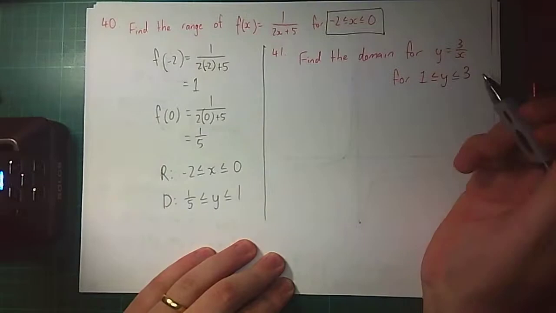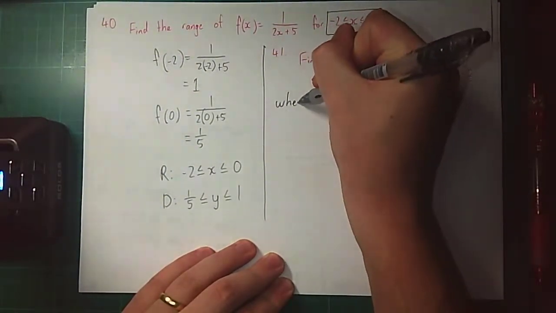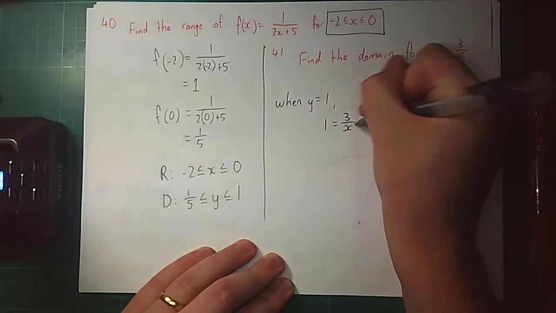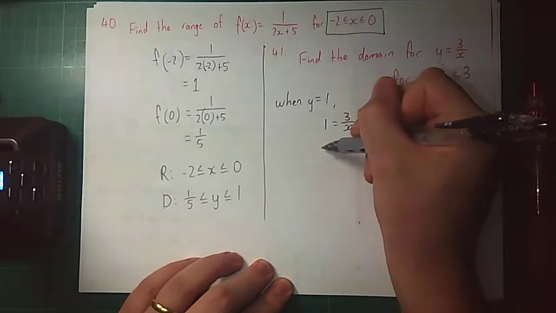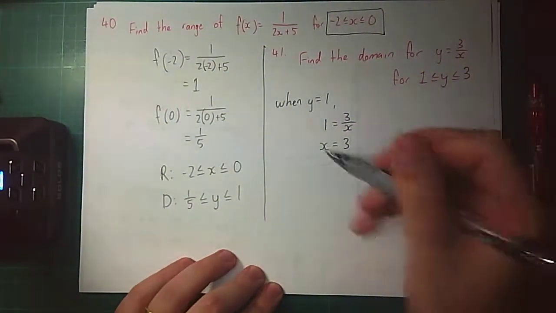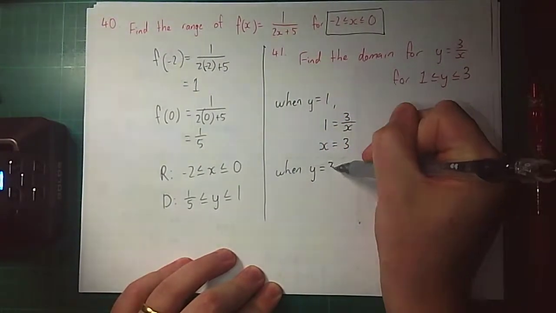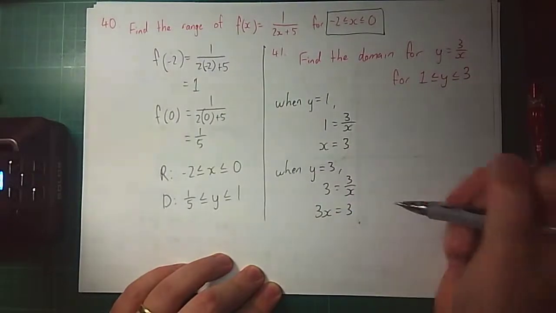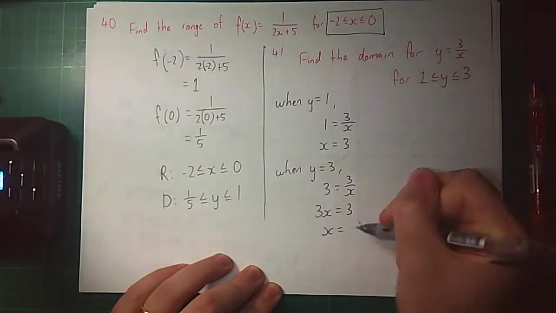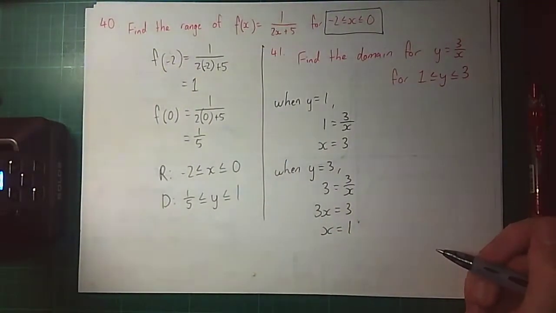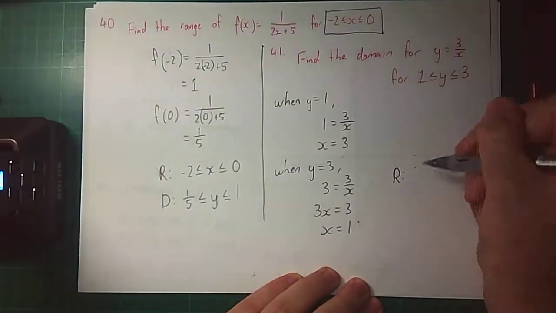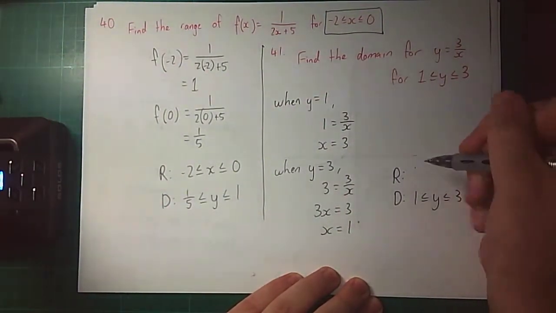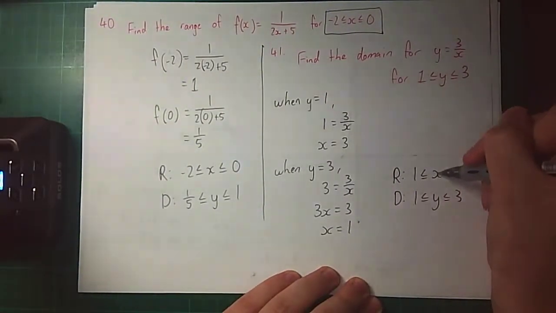Well, let's substitute in and we'll see what we get. When y is equal to 1, 1 is equal to 3 on x. Multiplying x by both sides, we get x is equal to 3. And when y is 3, 3 is equal to 3 on x. So 3x is equal to 3. Dividing both sides by 3, x is equal to 1. So, given that the range is 1, which is less than or equal to y, which is less than or equal to 3, so too is the domain 1, which is less than or equal to x, which is less than or equal to 3.